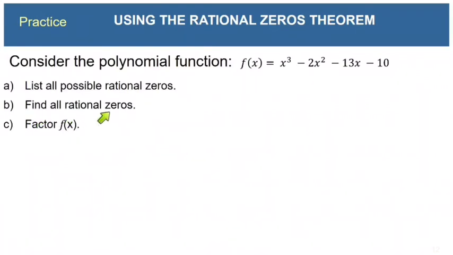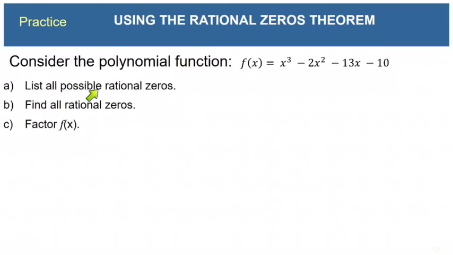So you're not really going to find all the rational zeros and then factor. You're probably going to get one zero and then finish the factoring and then find the rest of the zeros. Whatever order you end up doing this in is okay. Don't feel like you have to do part B and then you have to do part C. As long as you get it all done, the order that you do it in really doesn't matter. If you want to try this one on your own, go ahead and pause the video. And now if you've done that, let's go through it together.